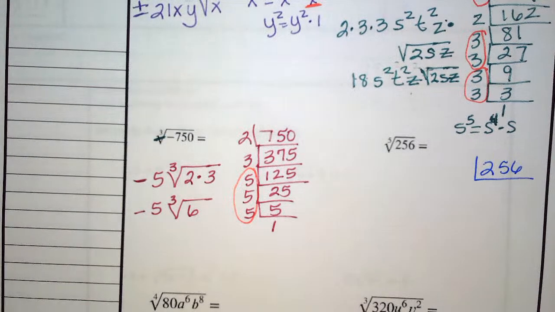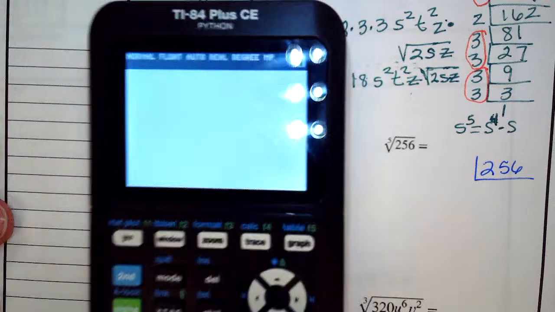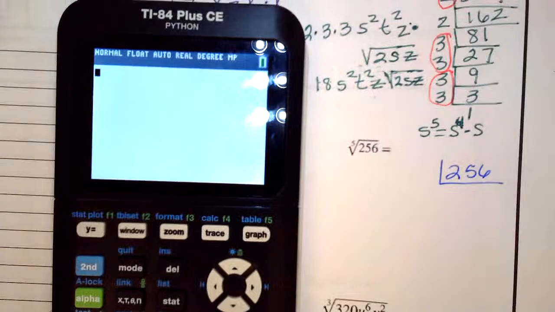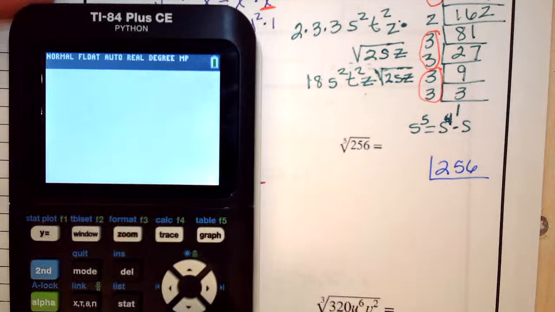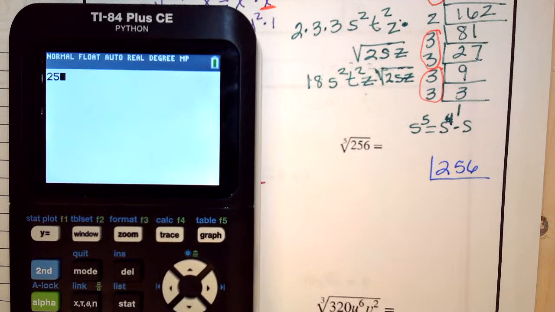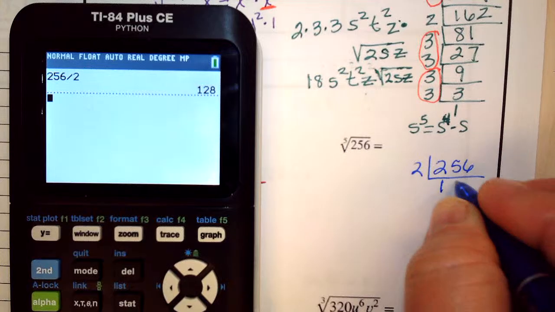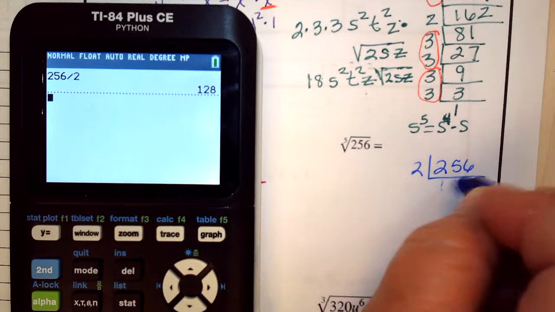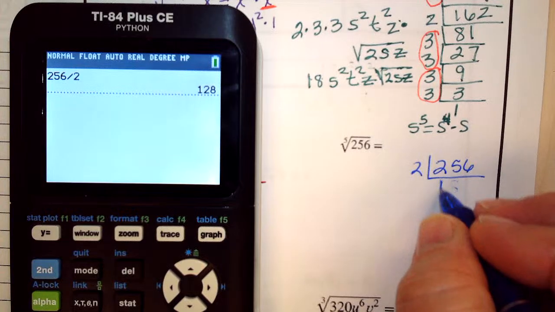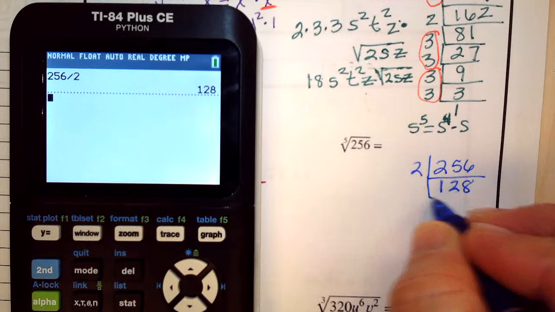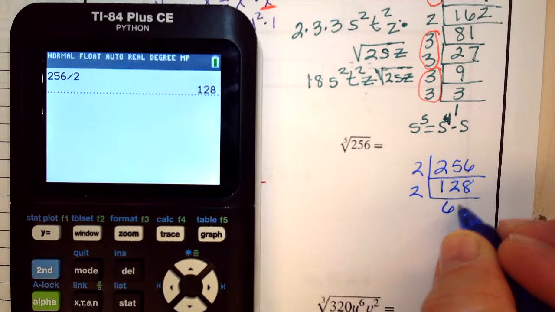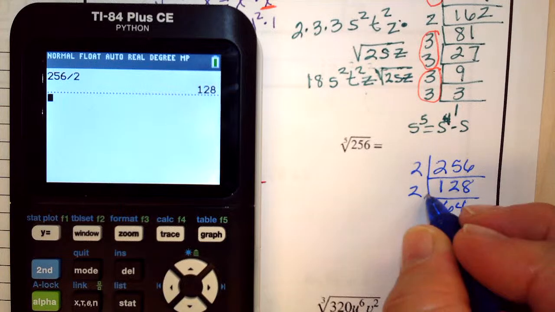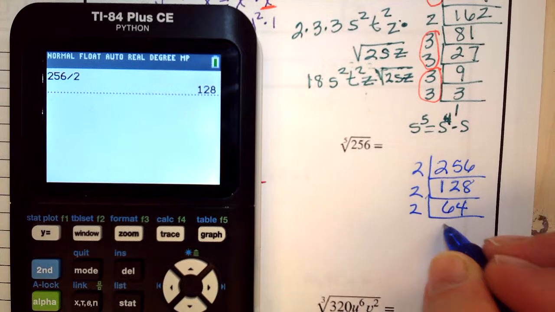It is even. Once again, it is very good to use a calculator. 256 divided by 2, I've got 128. 128 is even. I can divide by 2 again. I get 64. 64 is even.